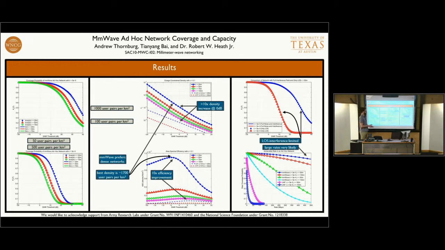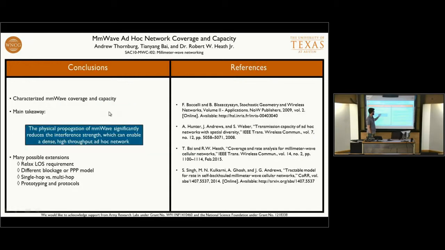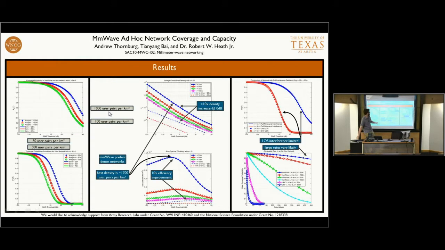So transforming that equation, we can solve for the transmission capacity. And what we have here is lambda, which is the density. This corresponds to 1,000 user pairs per kilometer squared, and this value over here is 100 user pairs per kilometer squared. And what we see here is that we get a 10x density increase at 0 dB as compared to a UHF network at 2.4 gigahertz.